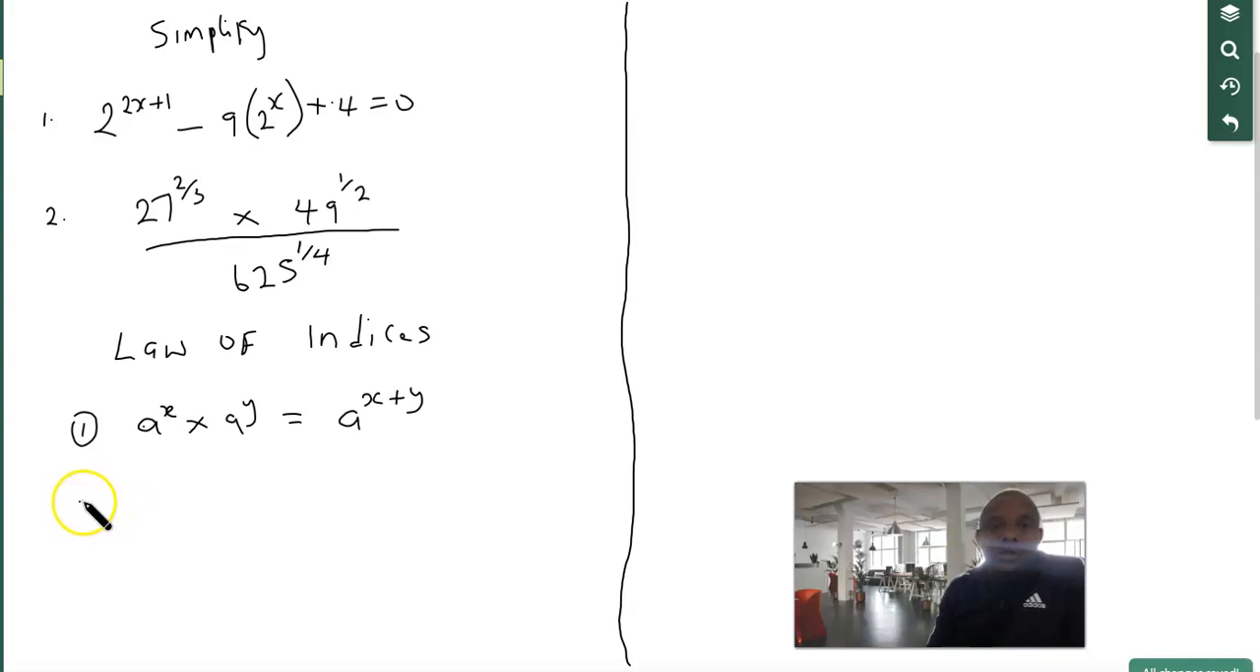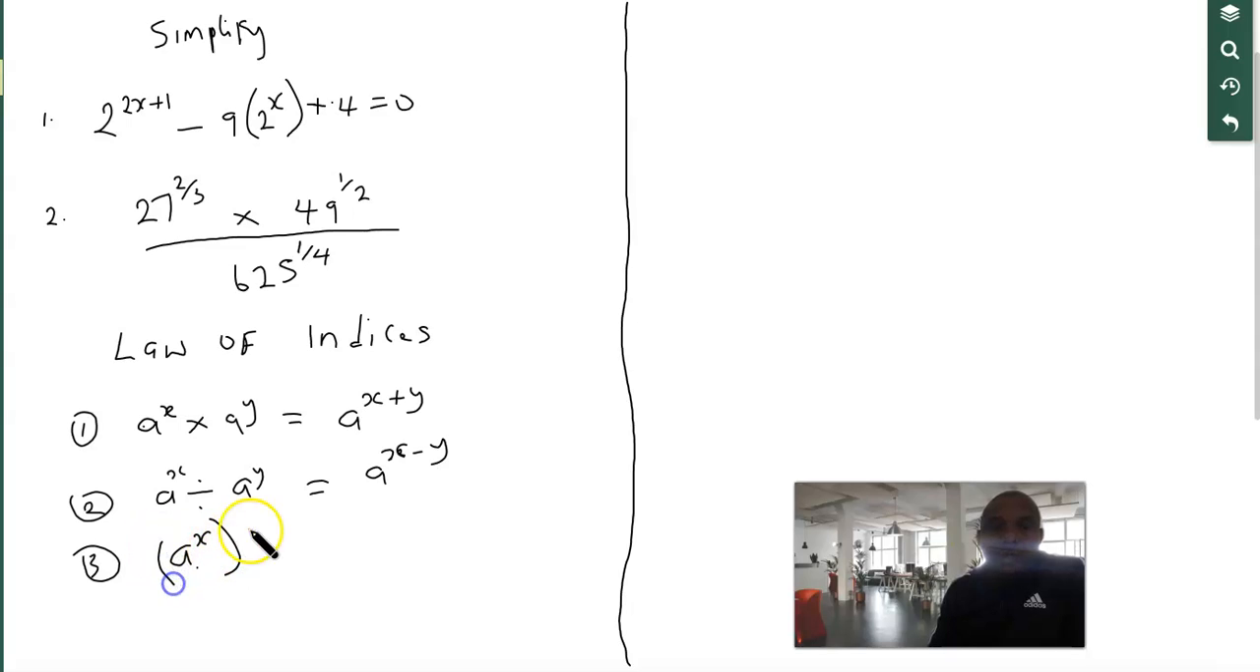Our second law, law 2, is the division law. a raised to x divided by a raised to y is basically a raised to x minus y. The third law is the exponential law. We have a raised to x, all bracket raised to y, which is a raised to x times y.